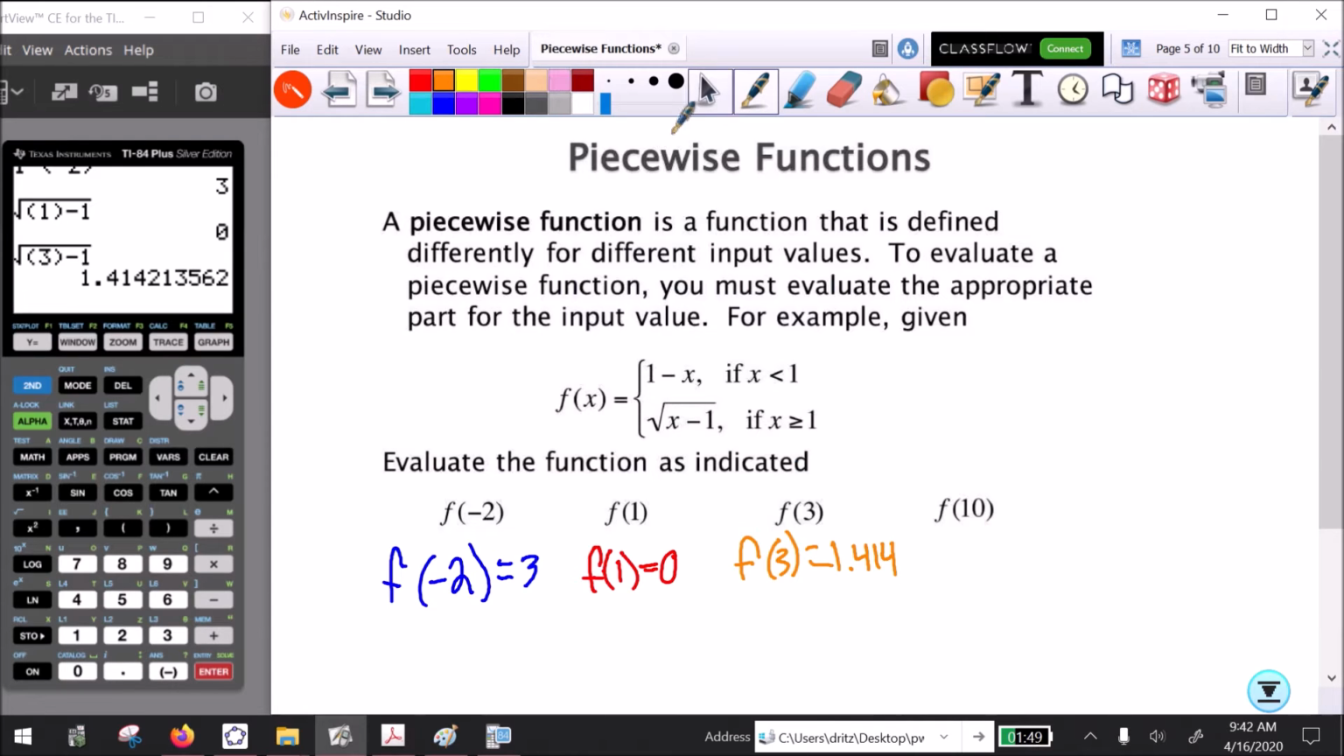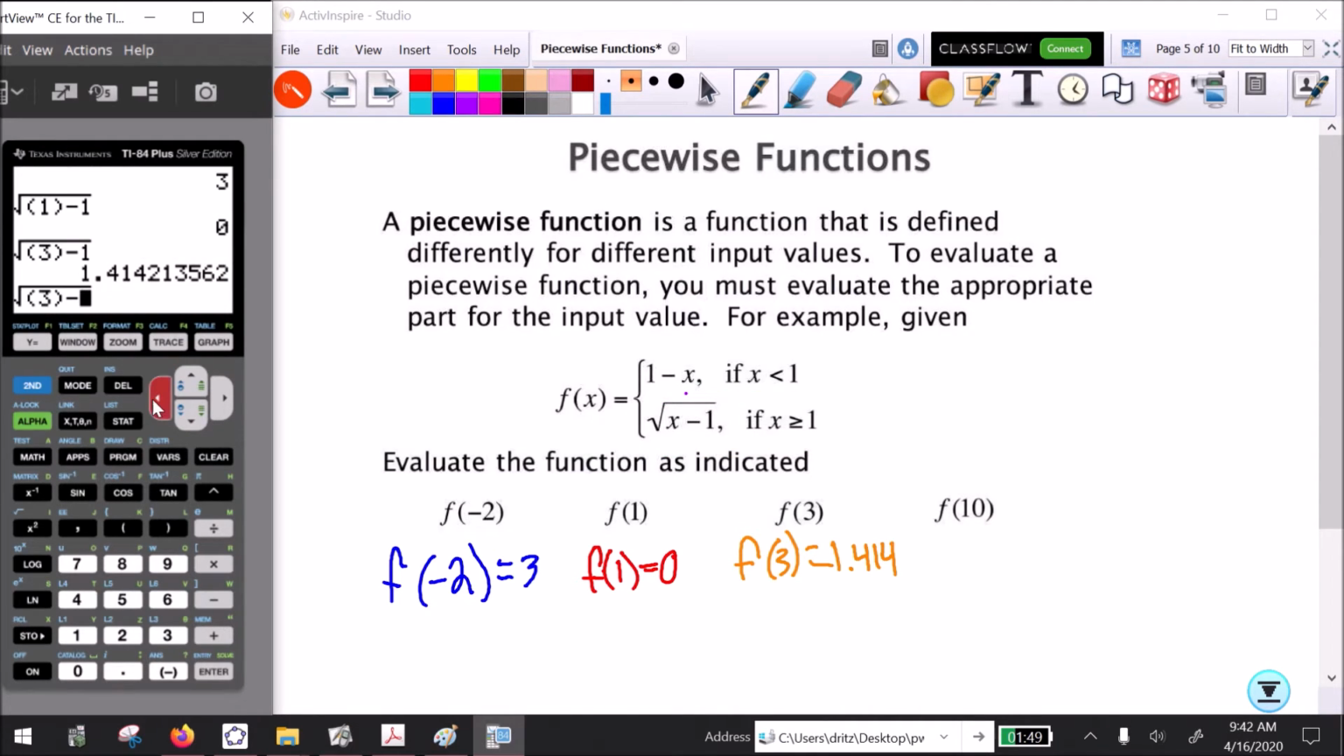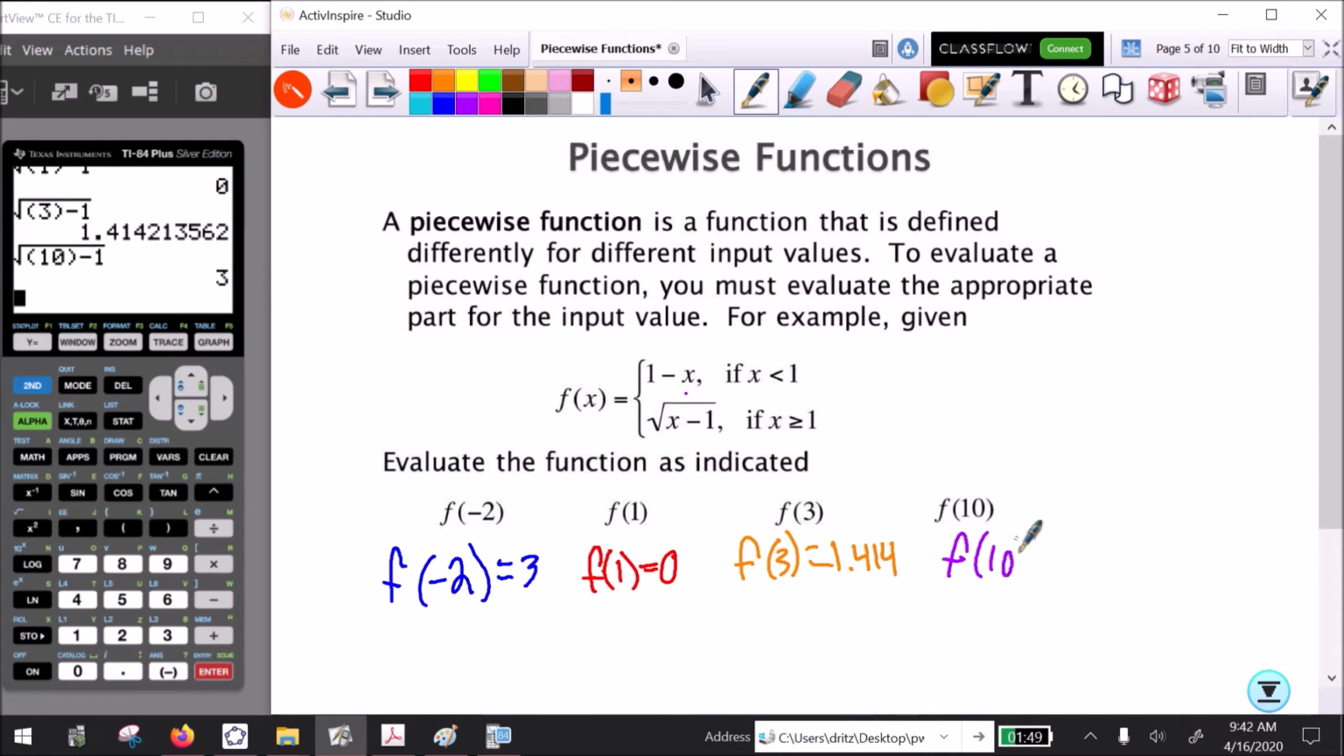Alright, let's plug in our last number here, 10. Since 10 is greater than or equal to 1, we're going to plug it into this part of the function. And I'm just going to replace my input with a 10 here, and f of 10 is equal to 3.